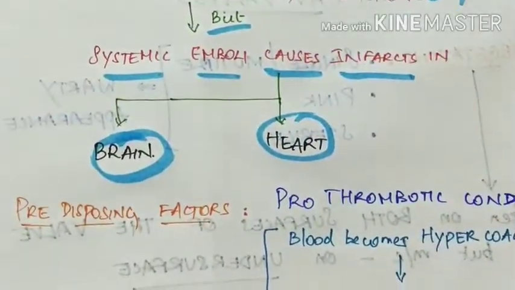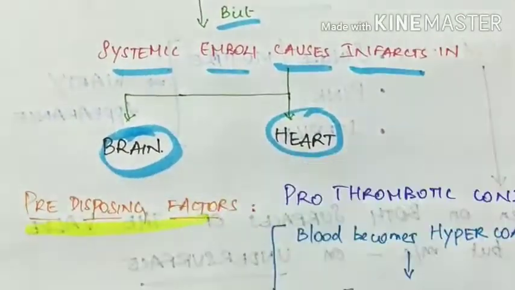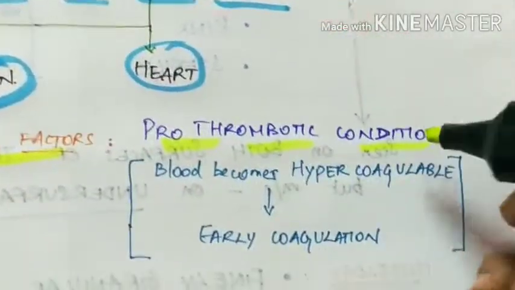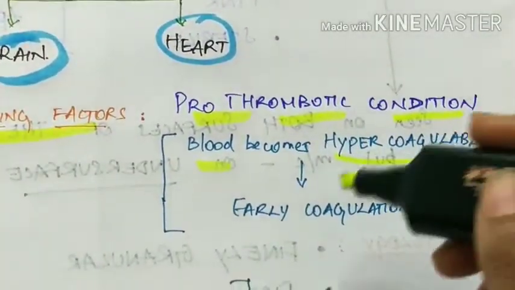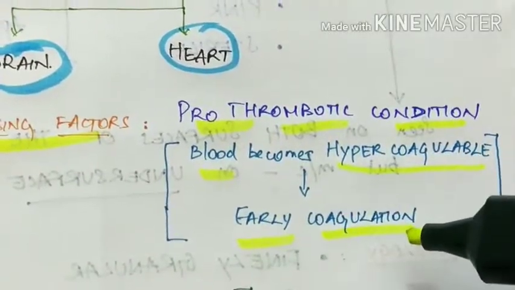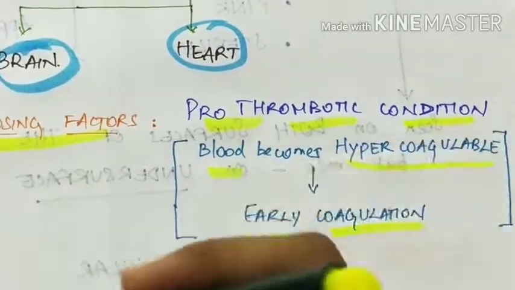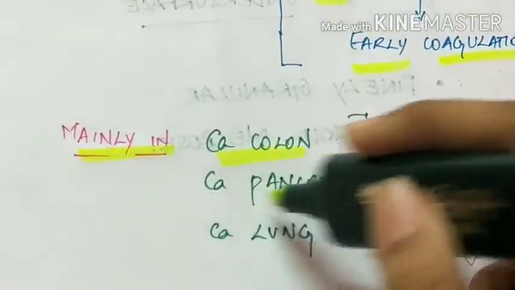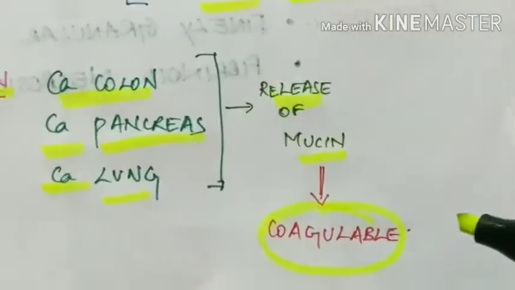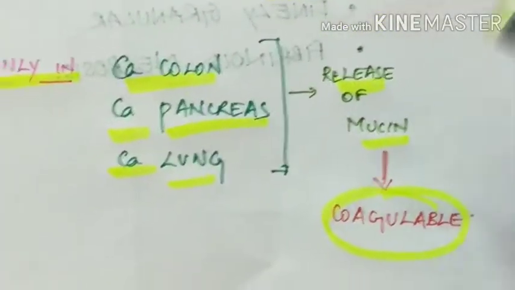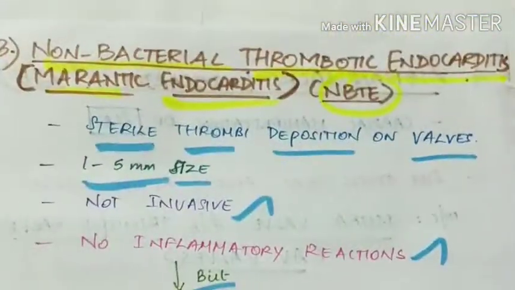The predisposing factors for NBTE are prothrombotic conditions. Here, as the blood becomes hypercoagulable, this can lead to early coagulation and thrombus formation. This is seen mainly in carcinoma of colon, carcinoma of pancreas, and lung carcinomas, which release mucin, which is coagulable. This is about non-bacterial thrombotic endocarditis, NBTE.